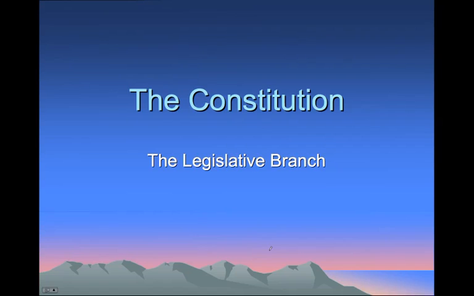We're going to continue talking about the Constitution today. So far we've talked about the way the three branches of government create a system of checks and balances, and now we're going to look at the legislative branch because we've already talked about the executive branch and the different jobs that the president has. So now we're going to look at the branch of government that combined makes up what's called the Congress.